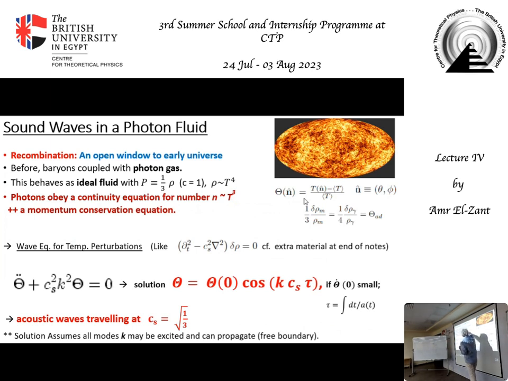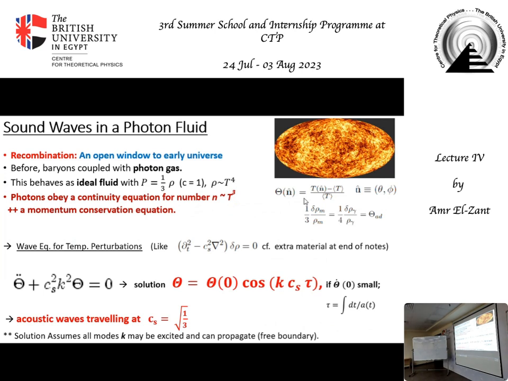And therefore it has a sound speed that is 1 over square root of 3 the speed of light, okay? And because it has rho proportional to T to the 4 and a number density proportional to T cubed, you can make an Euler equation for the fluid flow of light, and a continuity equation for the conservation of number density and so on. And you get a wave equation for the temperature fluctuations. It is in the appendix. It's not difficult, by the way.